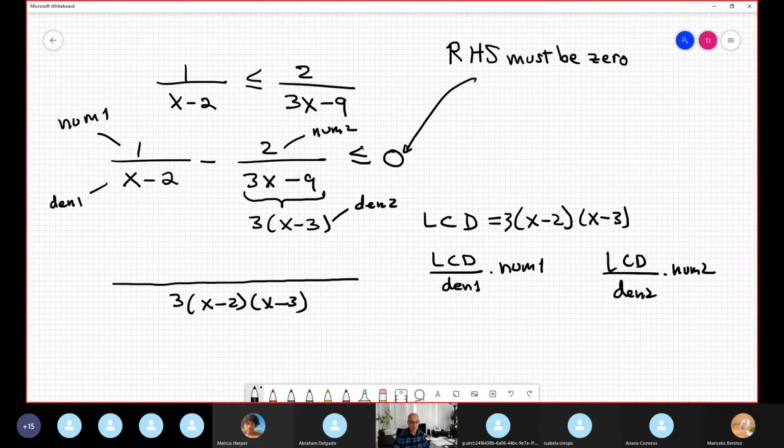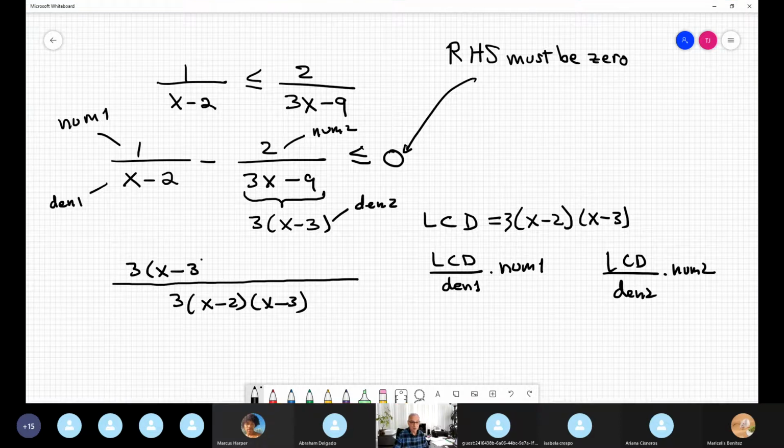So, when you divide this by this, it's obvious that x minus 2 cancels, and only 3 times x minus 3 stays alive. Times numerator 1, which in this case is 1, so it's invisible. Actually, the thing is 3 times x minus 3. Everyone follow me so far?